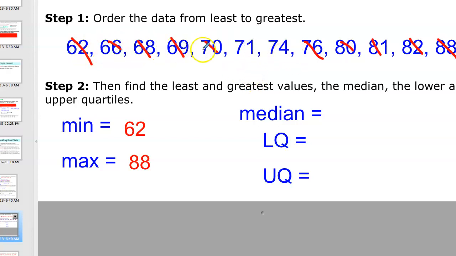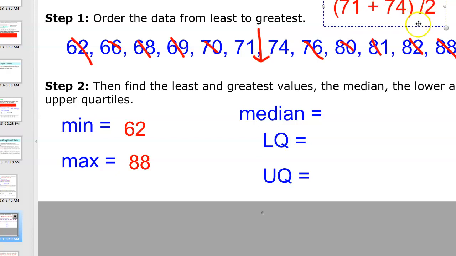1, 2, 3, 4, 5 numbers to the left. 1, 2, 3, 4, 5 numbers to the right. Okay, so there's 2 numbers in the middle. I know when there's 2 numbers in the middle, I have to add them together and divide by 2. So 71 plus 74 divided by 2. Remember to put in your calculator 71 plus 74, enter, then divide by 2. Or you have to put parentheses around the 71 and the 74 first, and then divide by 2.